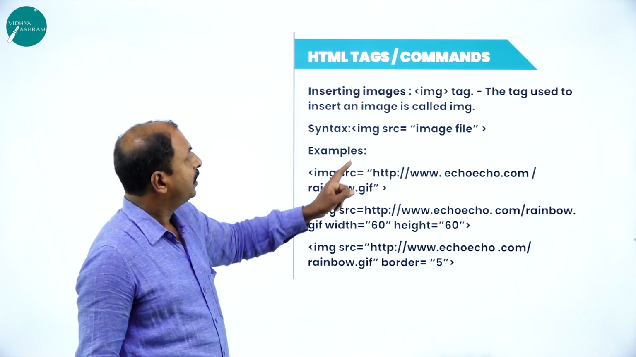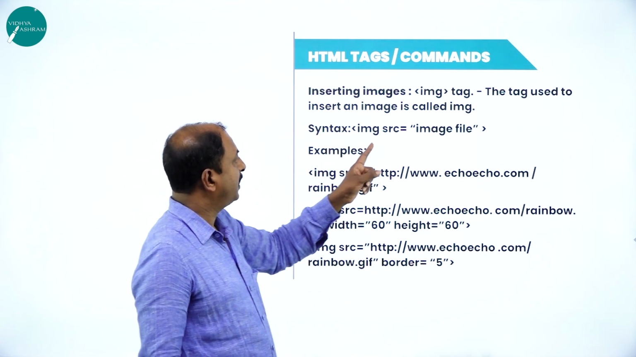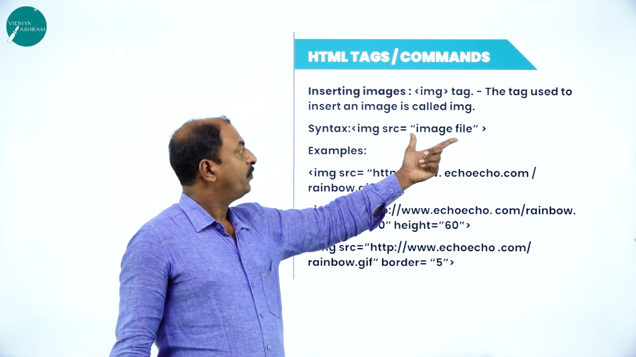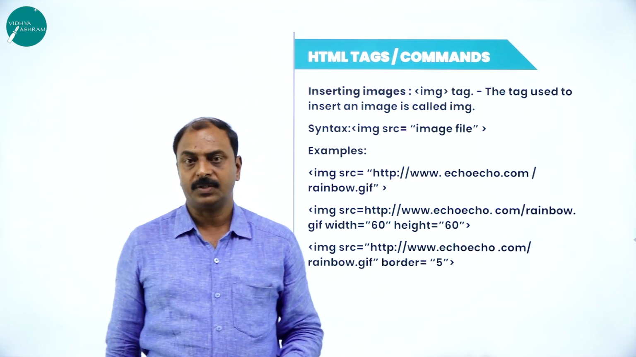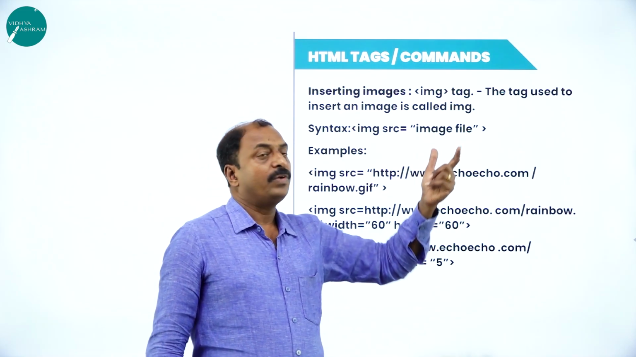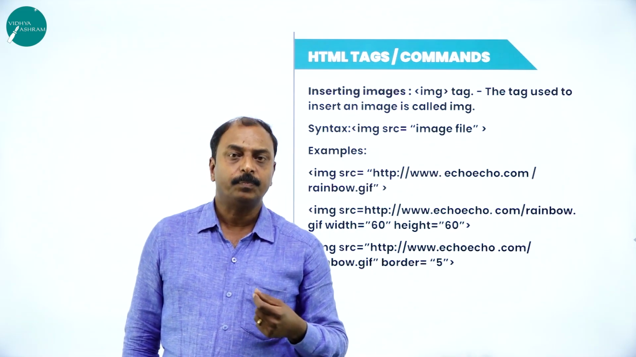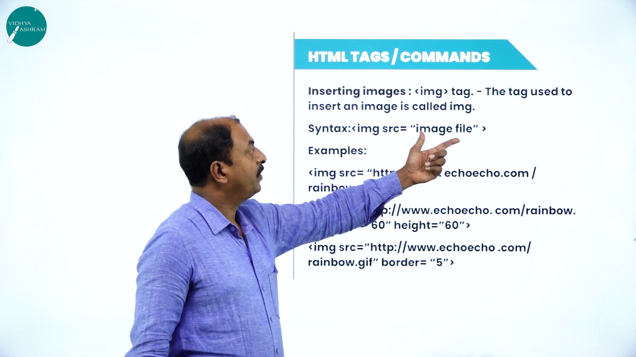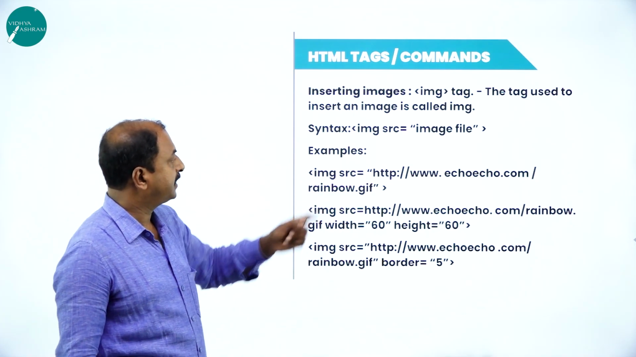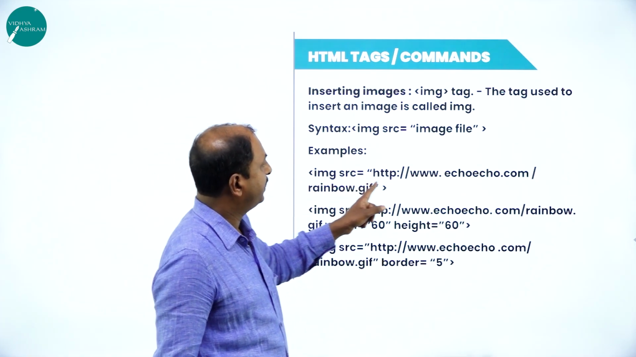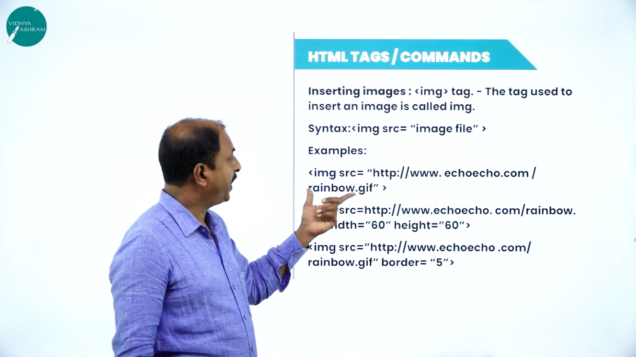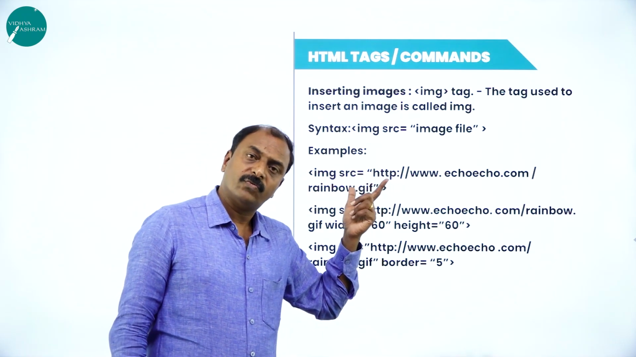So here img stands for image, src for source, and image file. This is the file: what file we have to insert into the web page. So this is the file name we have to write along with the exact path, meaning the location of the file. That is very, very important here. Now look at the example here: img src, and this is the address, and rainbow.jpg, this is the final file name. So this file name will be inserted into our web page.